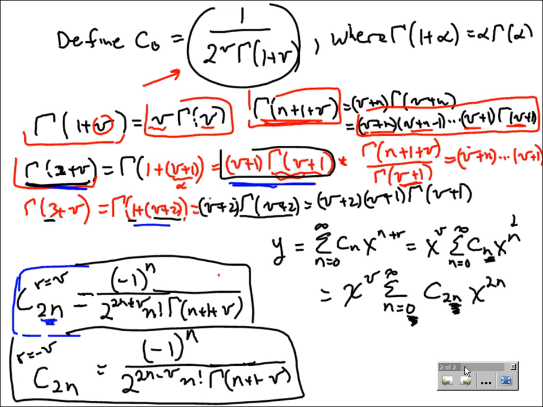And you know what? It doesn't matter, but I'm going to put the x to the v back. N plus v. Okay. So now, that's what y equals. Let's put it down up here. Y, the solution, is the summation as n goes from 0 to infinity of c sub 2n times x to the 2n plus v.